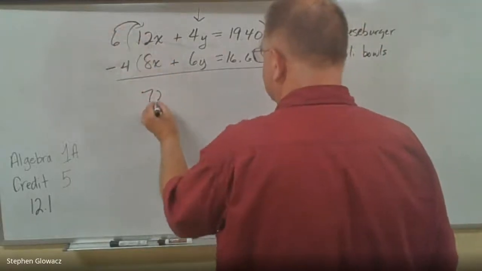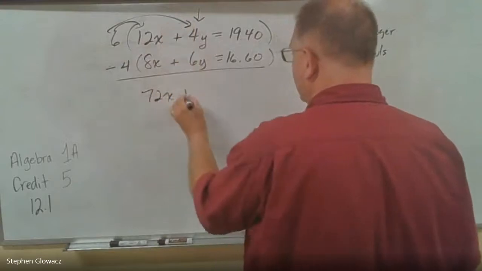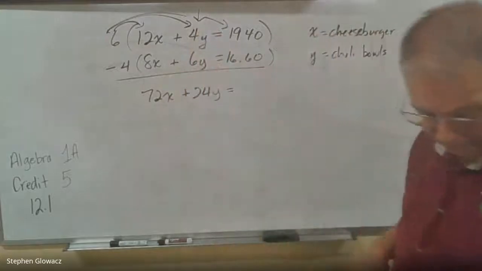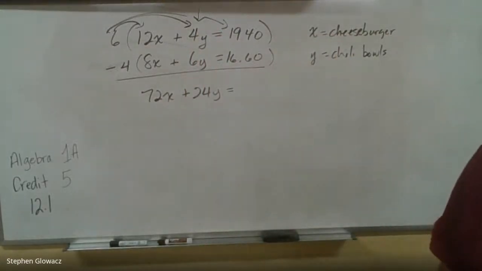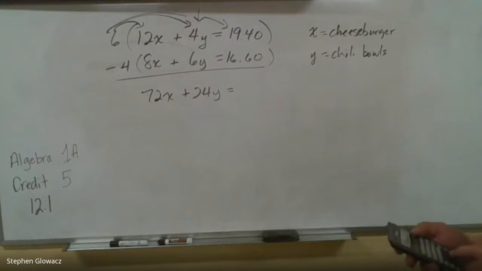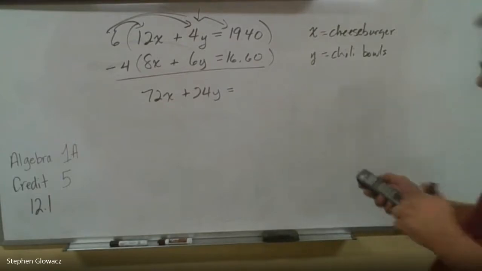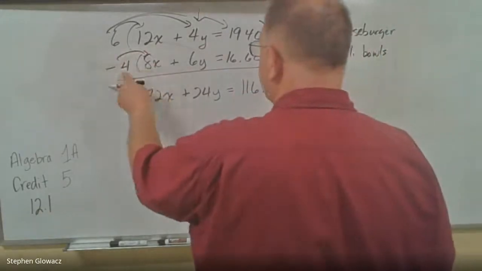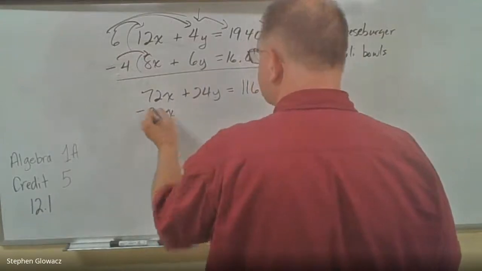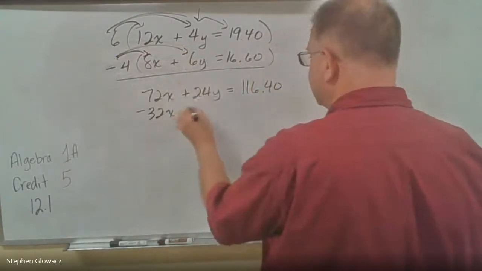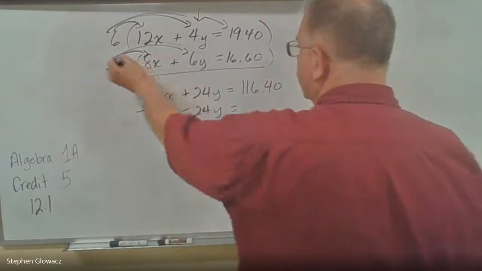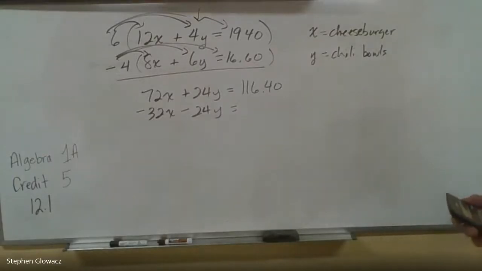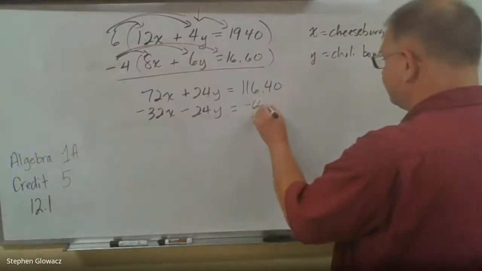6 times 12 is 72x. 6 times 4 is 24y. And then 6 times 19.40, I am not going to even try and mess with that. So let's do that. 6 times 1940 is 11640. All right, down here, negative 4 times 8 is negative 32x. Negative 4 times 6 is negative 24y. And negative 4 times 1660 is negative 6640.